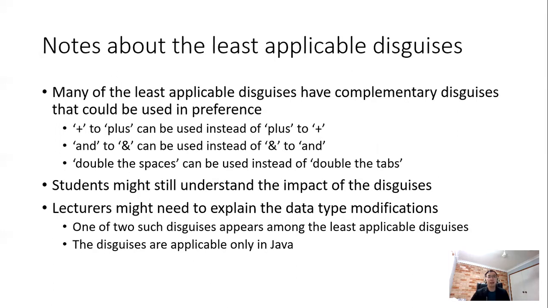Many of the least applicable disguises have complementary disguises that could be used in preference. So in other words, students might still understand the impact of the disguises. But still, lecturers might need to explain about the type modifications because one of two such disguises appears among the least applicable disguises and they are only applicable in Java.